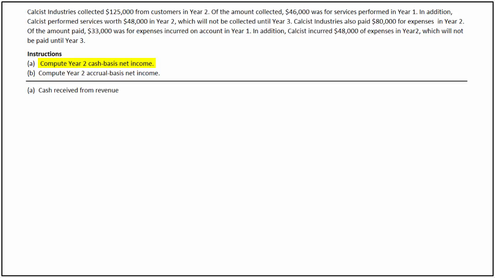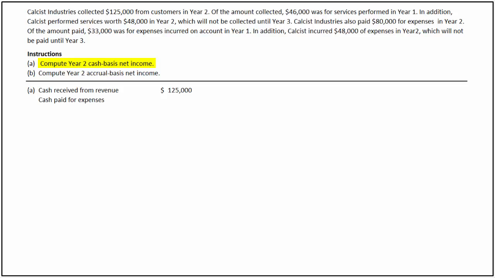Here, Calcis collected $125,000 from its customers in year 2, of which $46,000 was for service performed in year 1. Though the revenue pertains to year 1, the receipt of $46,000 was in year 2. Therefore, the entire receipt of $125,000 must be included in the revenue of year 2. During year 2, the company performed services worth $48,000, but the amount will not be received until year 3. Since cash is not received in year 2, $48,000 will not be included in the revenue of year 2. Thus, the total revenue for year 2 under the cash basis is only $125,000.